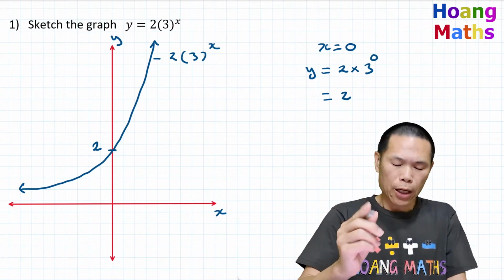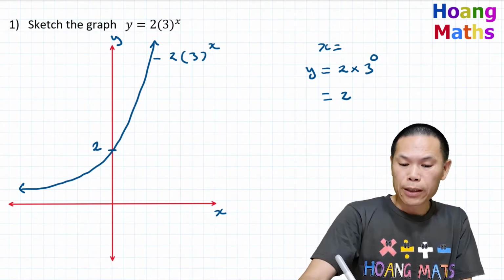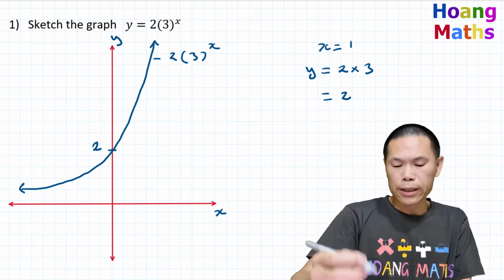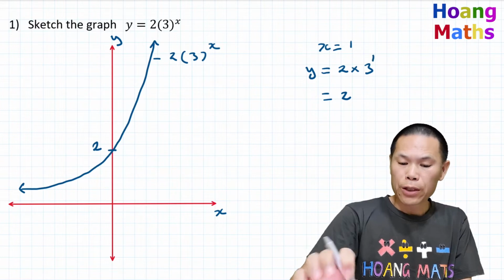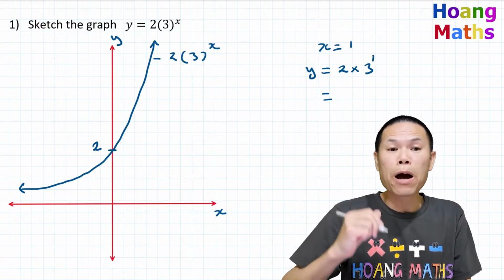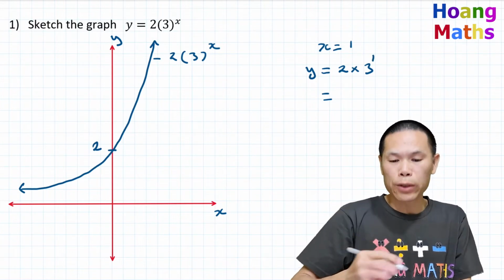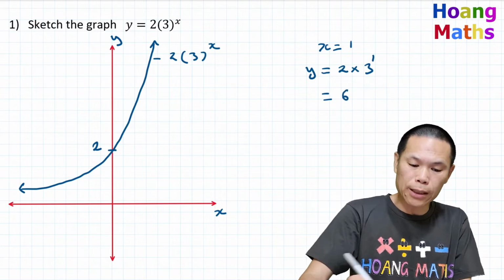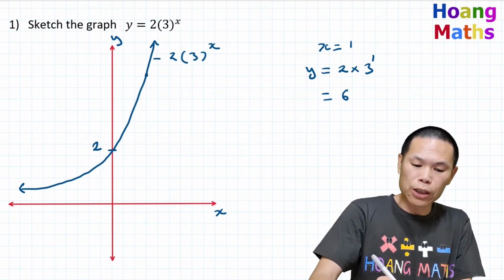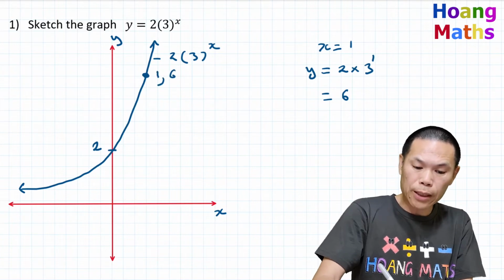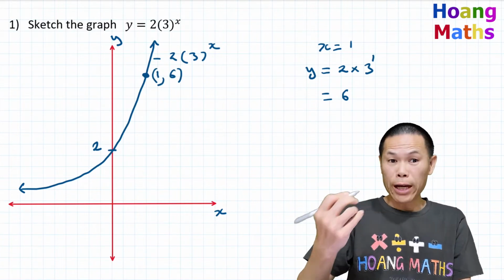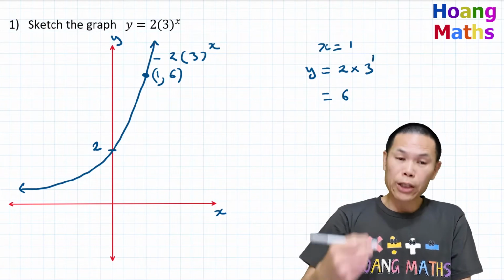That's all you need. So when x is equal to 1, so this is 1 here, and y is equal to 2 times 3 to the power of x, so x becomes 1, so that becomes 3 to the power of 1, which is 3, and 2 times 3 is 6, so that should be 6. So just roughly, okay, this point here is (1, 6). And you can locate another point if you like. So let's just do it, okay?